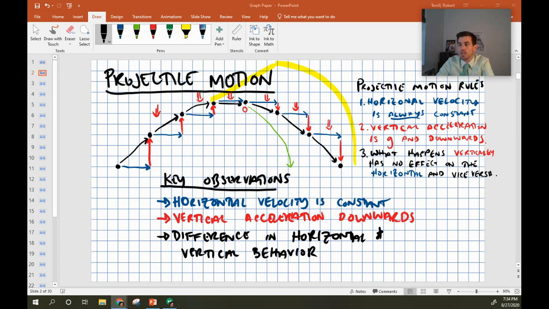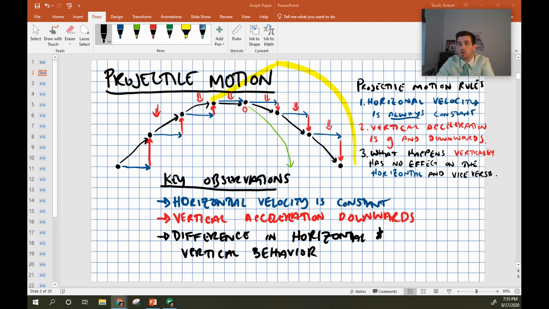Our next rule is that what happens vertically has no effect on what's happening horizontally and vice versa. This is the Las Vegas rule of projectile motion. What that means is if I went to a different planet and threw this projectile there, I could still have it going at the exact same horizontal velocity, but it would slow down much faster or speed up much faster along the vertical axis because what's happening vertically has changed, but that would have no effect on the horizontal.